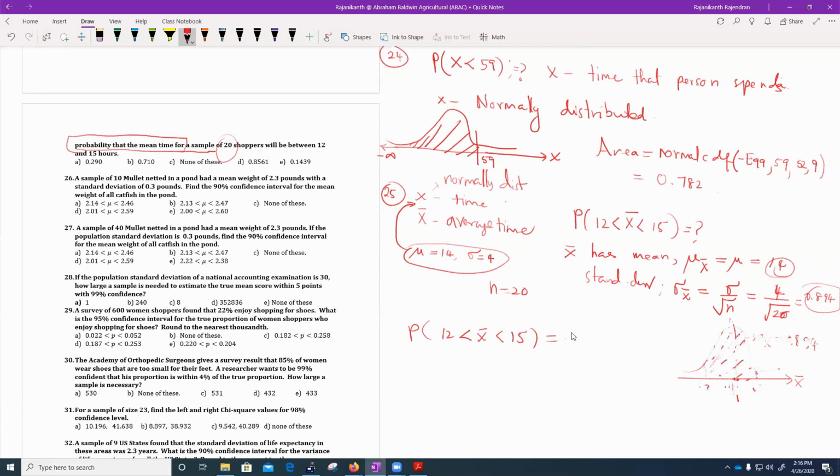So area, normal CDF. The bounds for this problem are 12 to 15. The mean for this problem is 14, and the standard deviation is 0.894. So now find this value. That is going to be your area for this problem. So it should be 0.8561. Okay, so that is choice D.